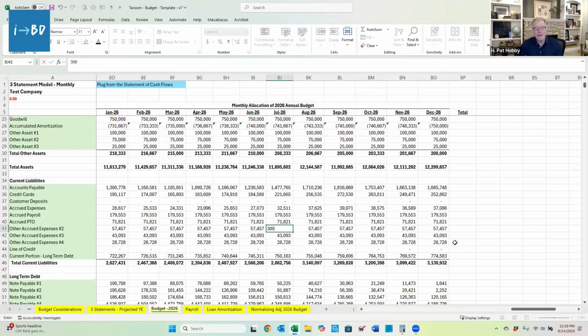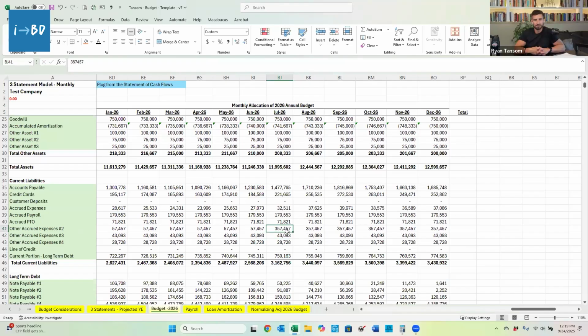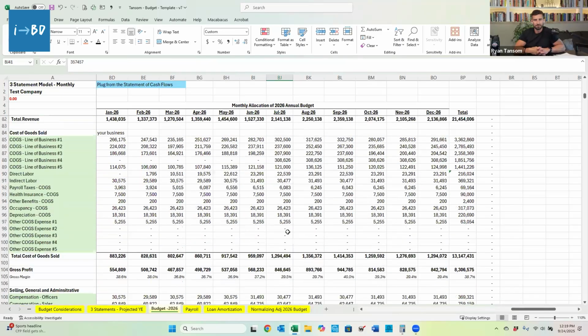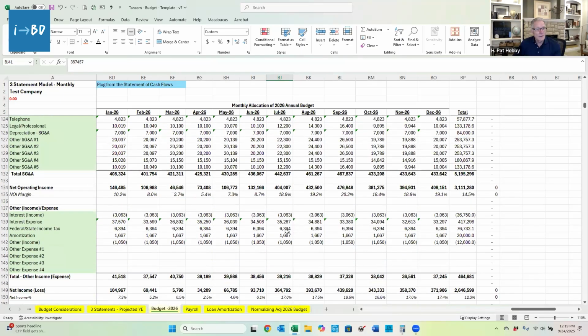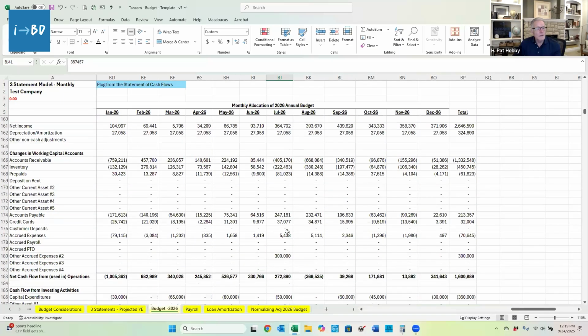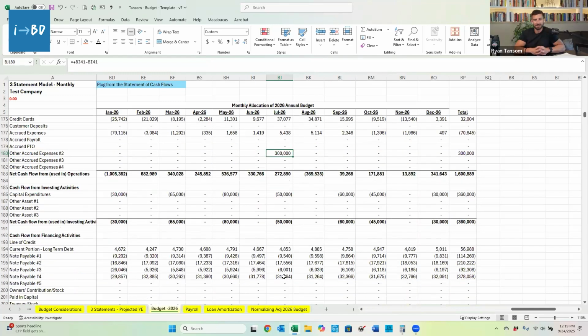But if I say we got $457 as the balance at the end of the month, because we got a $300,000 deposit on a job, when you scroll down here to the cash flow, see, there's a positive $300,000, which will then add to cash.